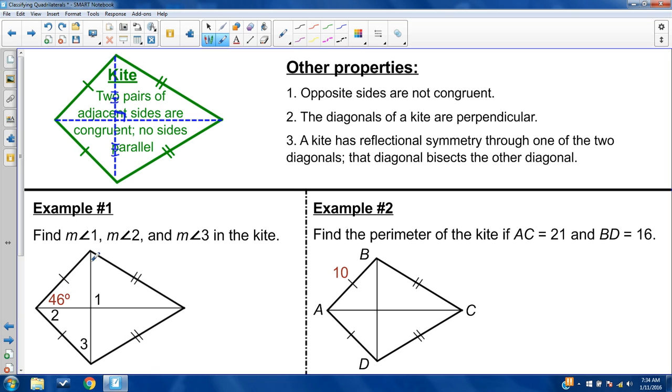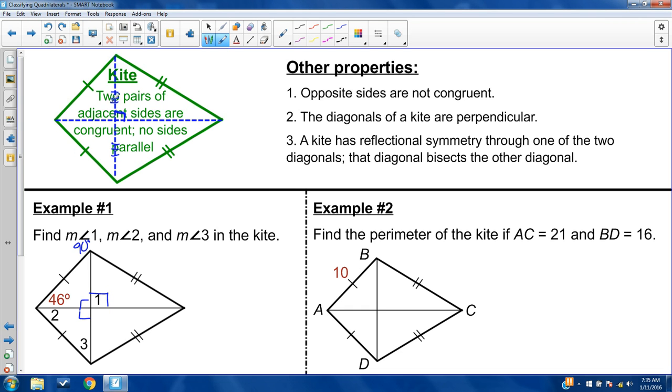Okay, some examples here. Find the measure of angle 1, 90. I'm just going to save you some time right there. Measure of angle 2 and measure of angle 3 in the kite. Okay, so measure of angle 1 is 90. This also should be 90. This also should be 90, by the way. So now we know all of those.